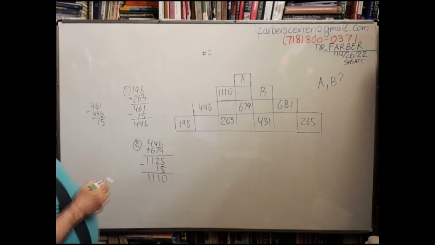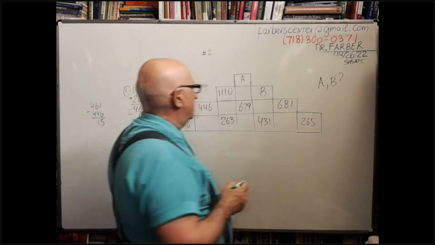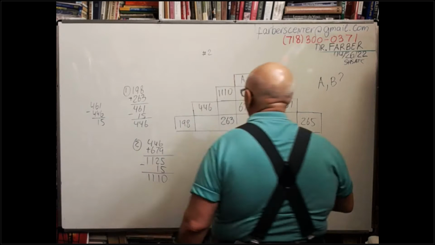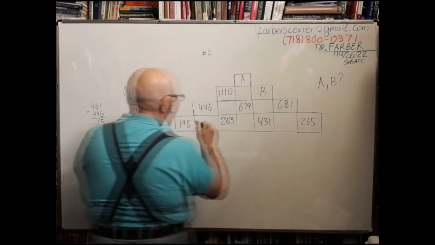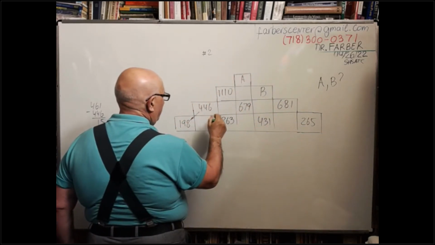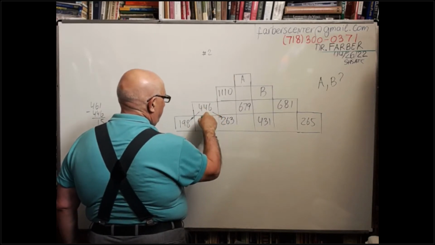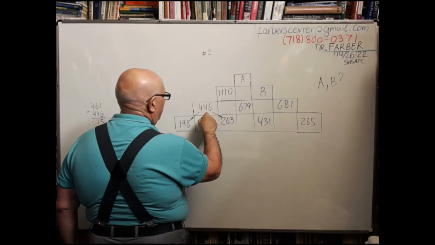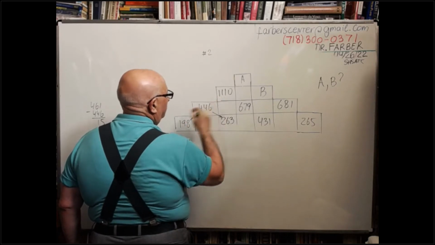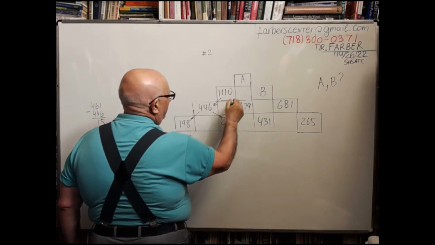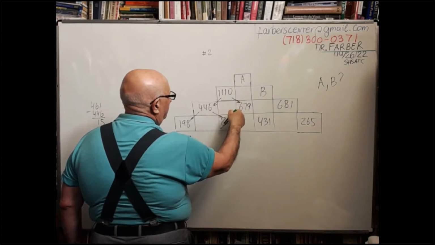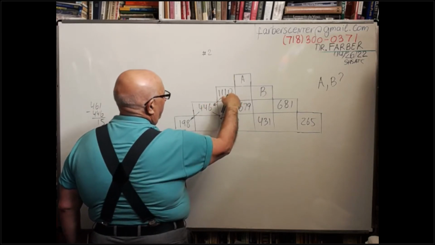So now my hypothesis is proved: the total of these two numbers below, if I add them up and subtract 15, I get this number.